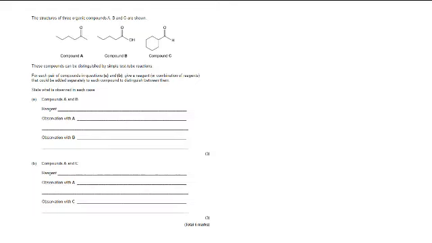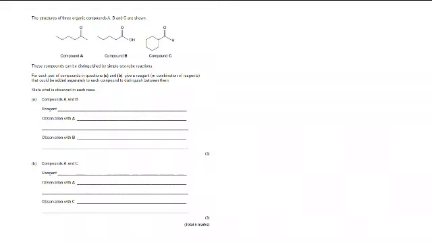And now let's take a look at the answer. So compound A, compound B, compound C structures have been given. They can be distinguished by simple test tube reactions. For each pair of compounds in the sections below, give a reagent and explain what you would see that would allow you to distinguish between them.